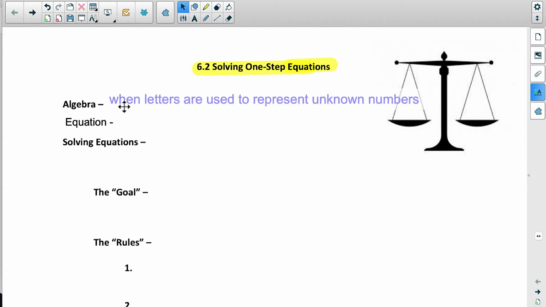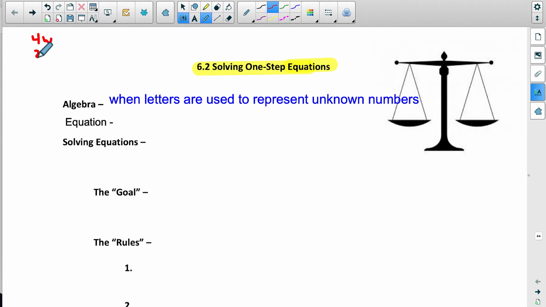So algebra is when letters are used to represent unknown numbers. We talked about this last time, right? When you use the letter M, or N, or P, or W, or whatever, you're representing a number which you don't know at this time. So last time we looked at expressions, things like 4W, or 2M plus 3, or N over 6 minus 8, right? These are three different expressions here.